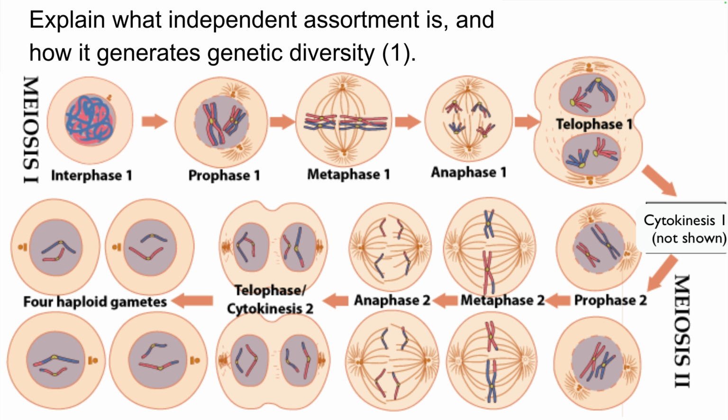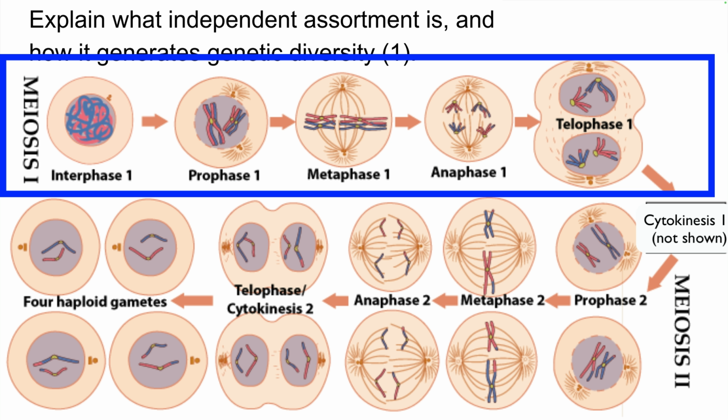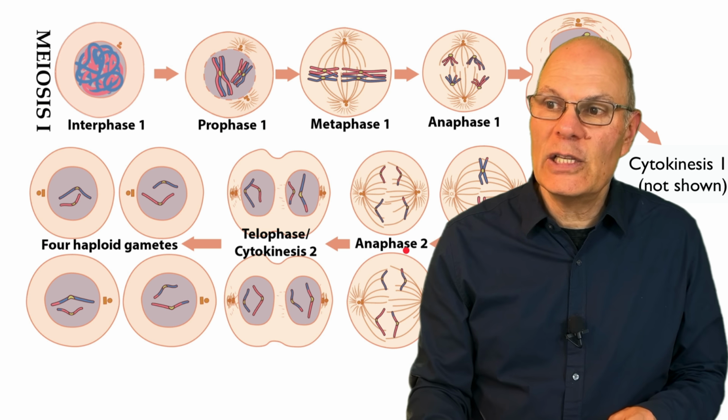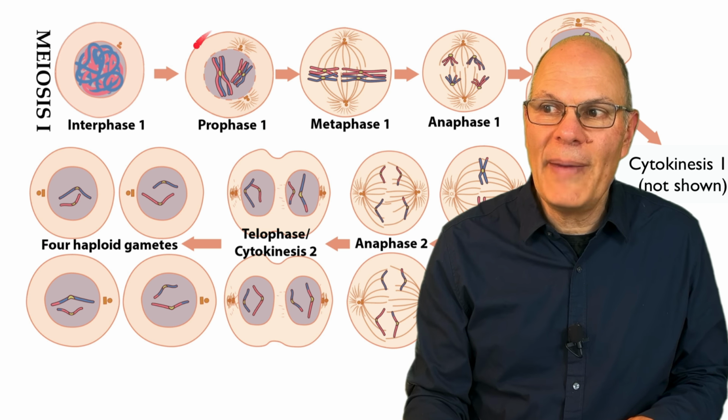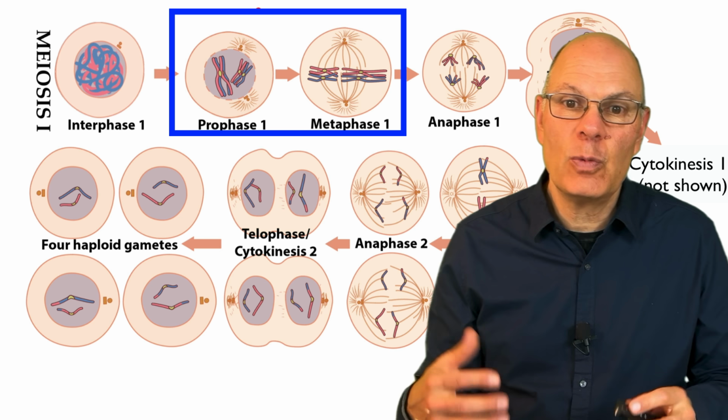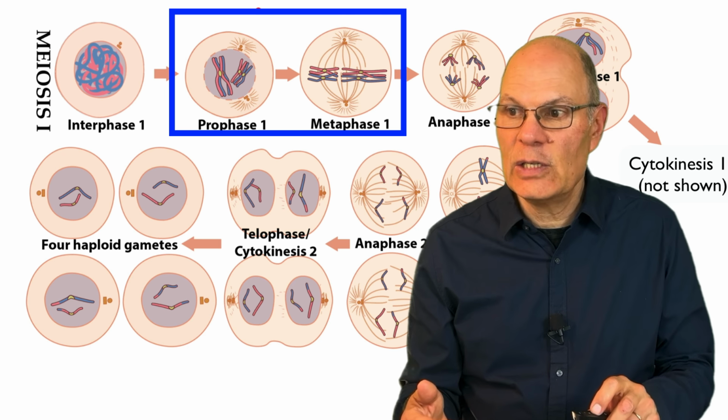Note that the phases of mitosis and meiosis have the same names, the same designations. But because there are 2 cell divisions in meiosis, we have to give them a kind of suffix. So in meiosis, there's interphase 1 followed by prophase 1, metaphase 1, etc. Then there's a cytokinesis followed by a prophase 2, metaphase 2, anaphase 2, etc. The reason why that's important is because the events that we're going to talk about happen in between prophase 1 and metaphase 1. That's where independent assortment really takes place.